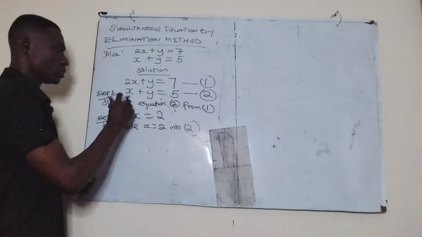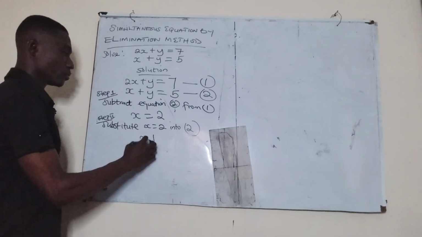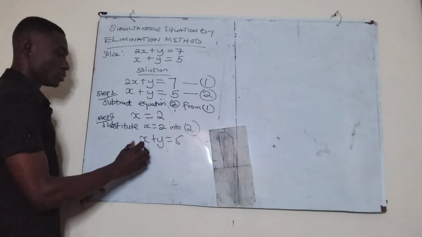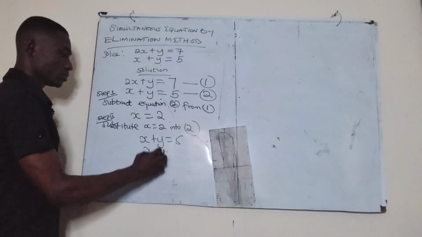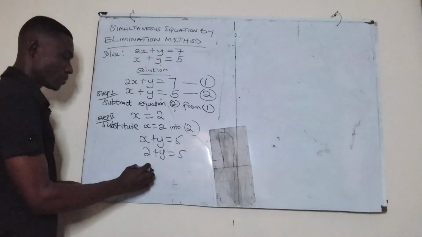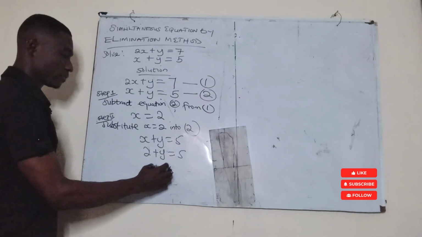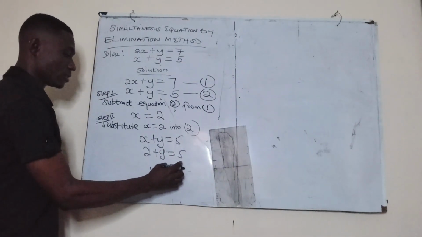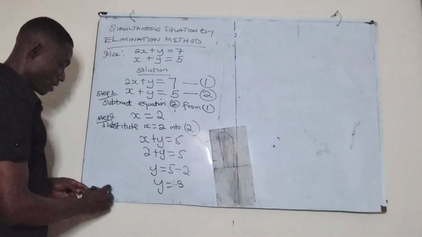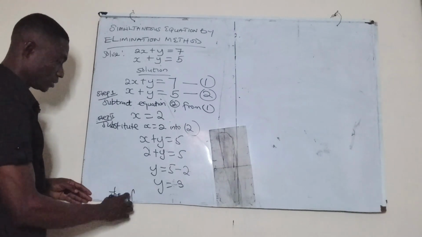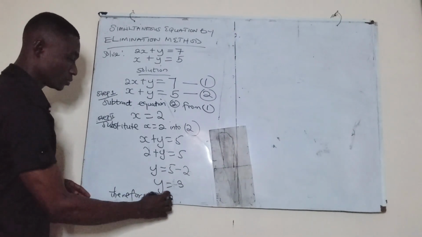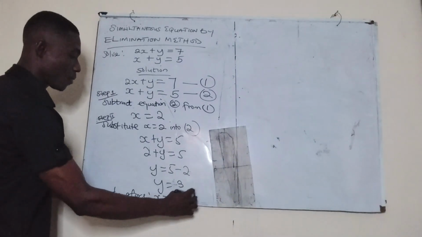So if we are substituting into equation 2, we recall that equation 2 is this. Wherever we see x we drop 2, so it's going to be 2 plus y equal to 5. We make y the subject of the formula, so y equal to 5, 2 crosses, it becomes minus 2, so y equal to 3. Therefore, the solution is that x equal to 2 and y equal to 3.